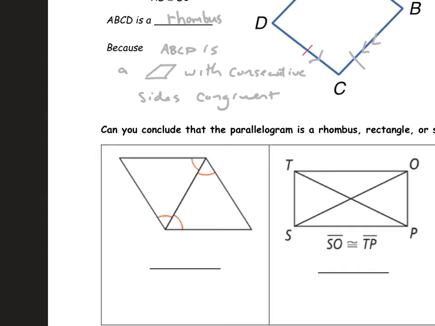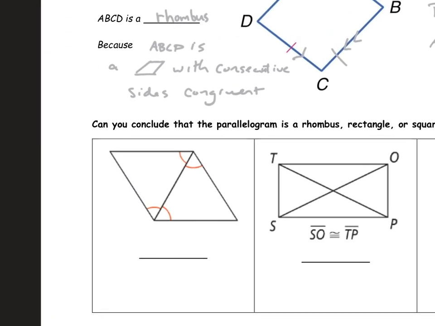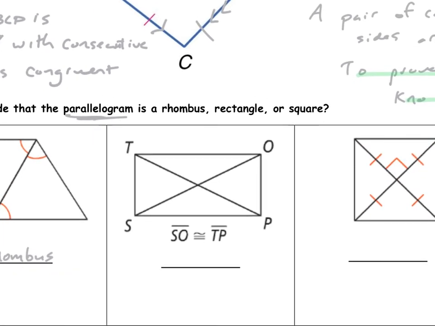So the last example here that we have is, can you conclude the parallelogram is a rhombus, rectangle, or square? I was told that these are parallelograms. Here I have a diagonal that bisects opposite angles. So this is a rhombus. Here I have a parallelogram. I know that SO is congruent to TP, so this means this is a rectangle.